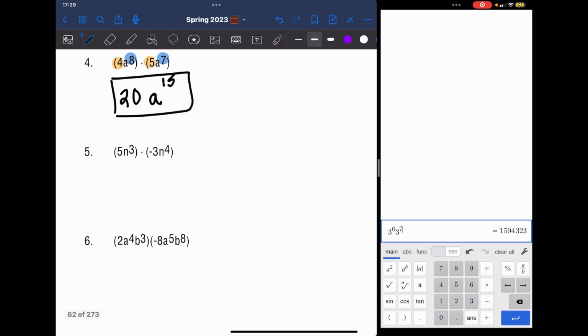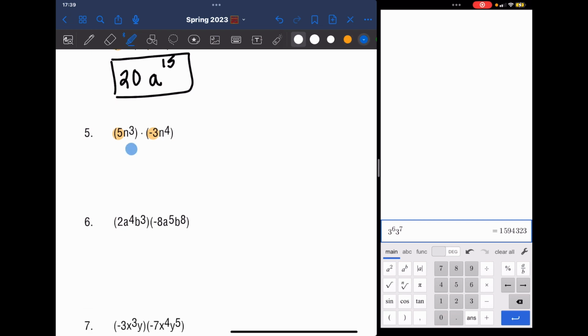Number 5, we're multiplying the 5 and the -3, and then we're going to add the exponents. So we're going to say -15 n raised to the 7th.